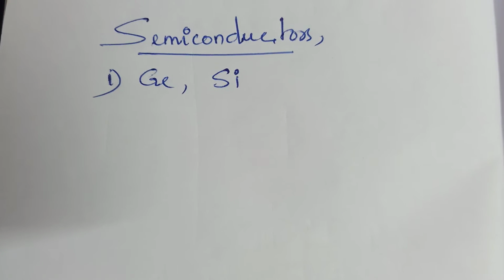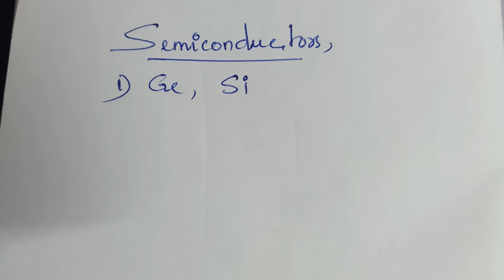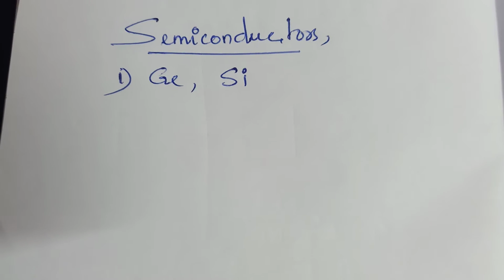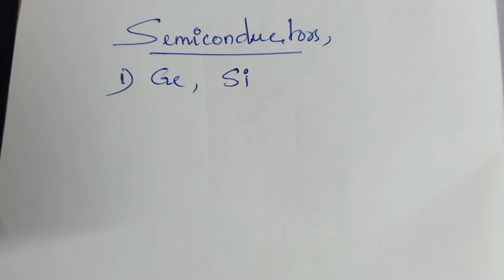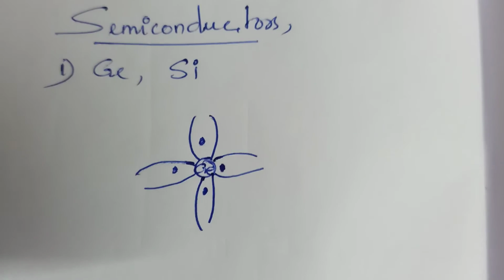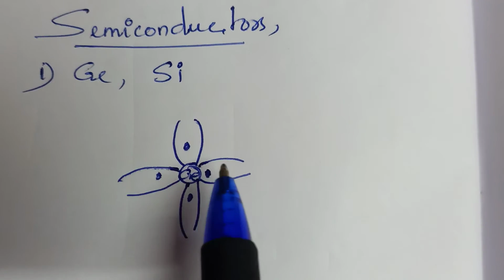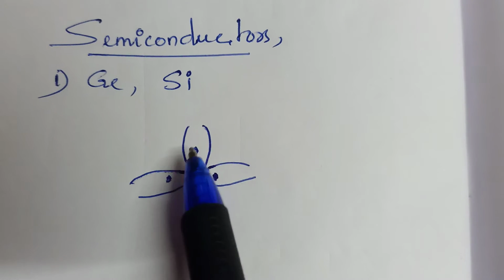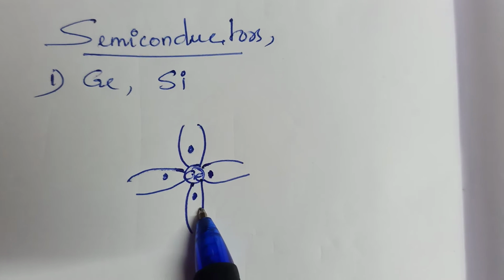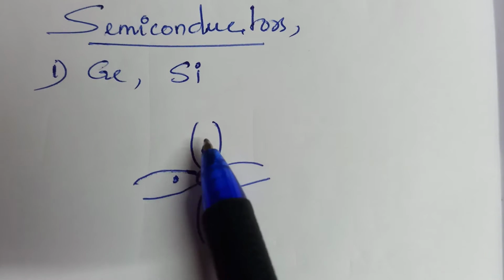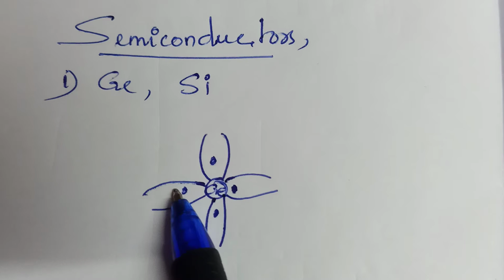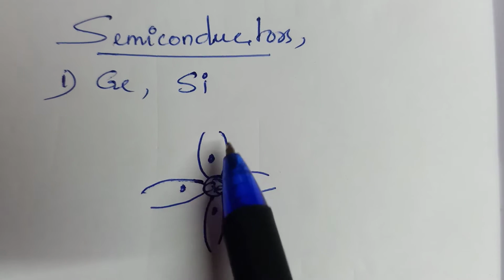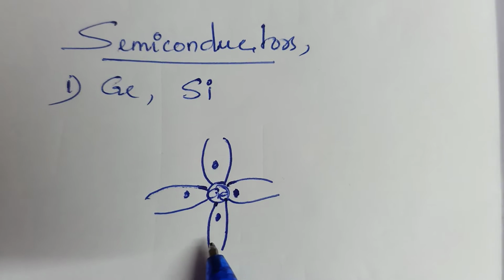Usually the semiconductor crystals are formed by covalent bonds. Covalent bond means bonds formed by sharing of electrons. In the case of a semiconductor, a single germanium atom has 4 valence electrons, 1, 2, 3, 4. They need 4 more electrons. So 4 more electrons are given by 4 different germanium atoms, and they will share the electrons to complete the octet.